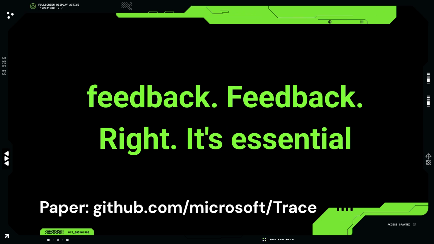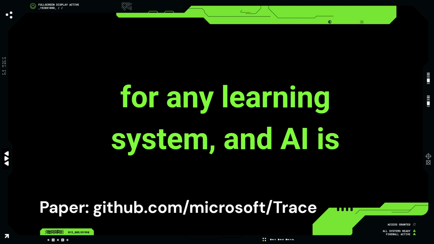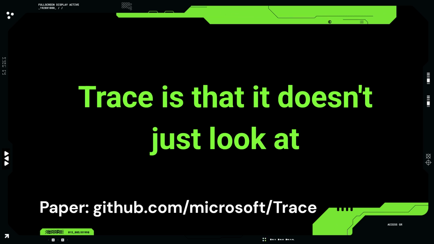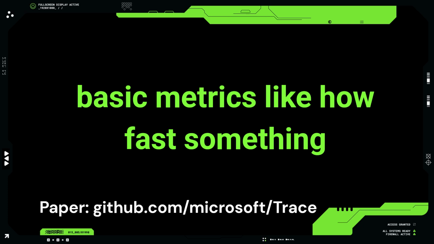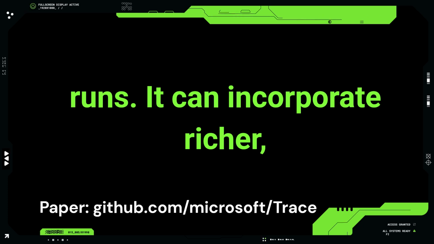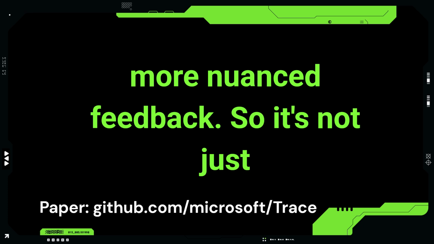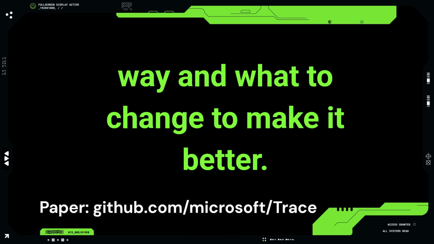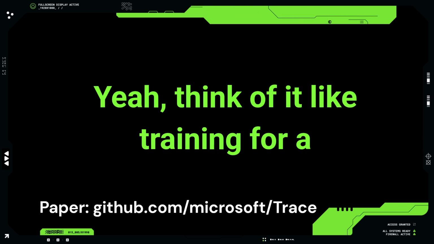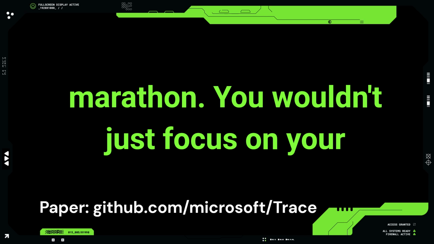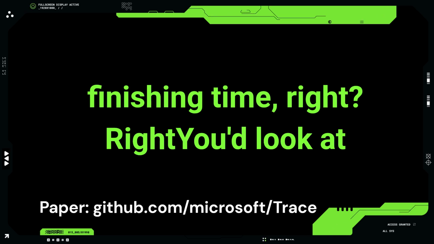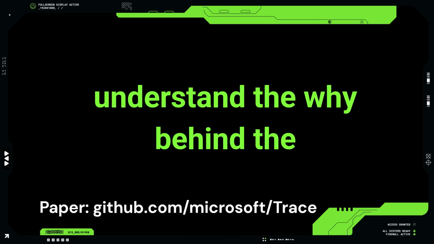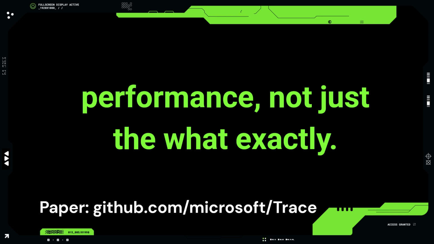Okay, well, before we go too far down the rabbit hole here, let's switch gears a bit. Talk about feedback. Right. It's essential for any learning system, and AI is no different. What's interesting about Trace is that it doesn't just look at basic metrics like how fast something runs. It can incorporate richer, more nuanced feedback. So it's not just about measuring performance, but understanding why it's performing that way and what to change to make it better. Think of it like training for a marathon. You wouldn't just focus on your finishing time, right? You'd look at your pace, your heart rate, how you felt at different points. So you need to understand the why behind the performance, not just the what.